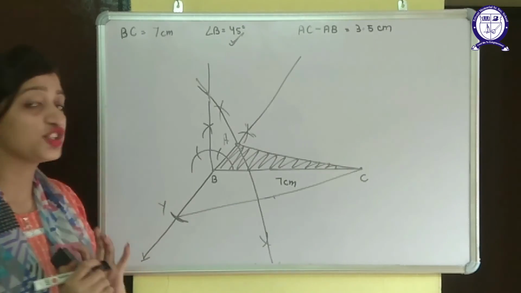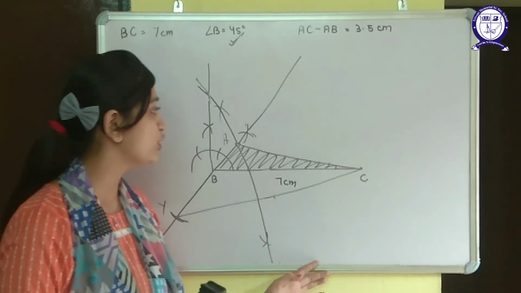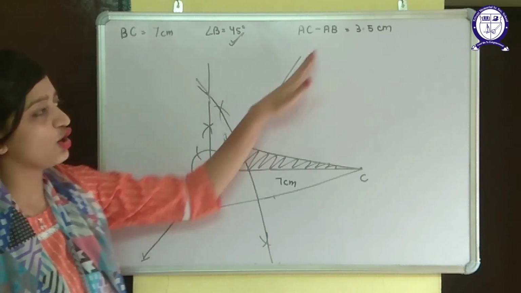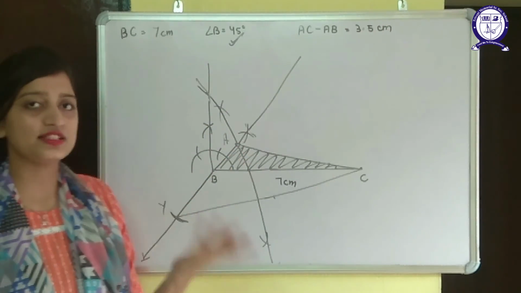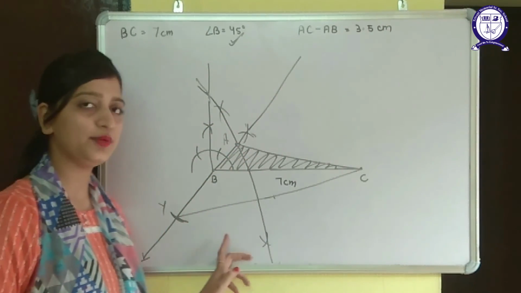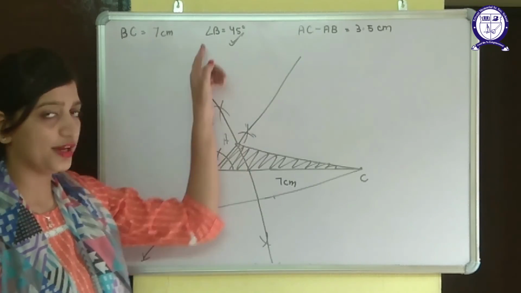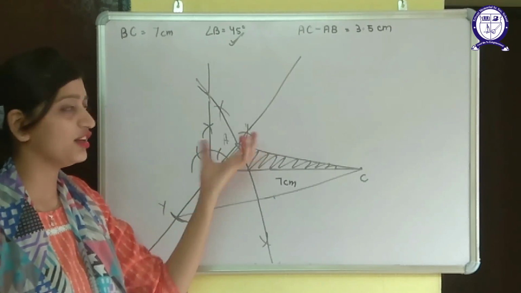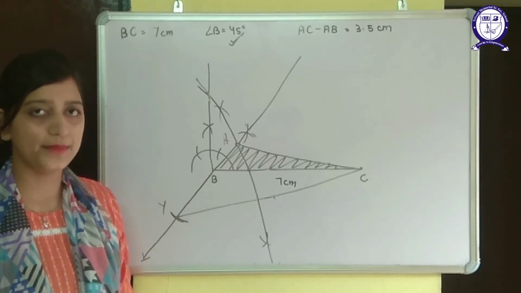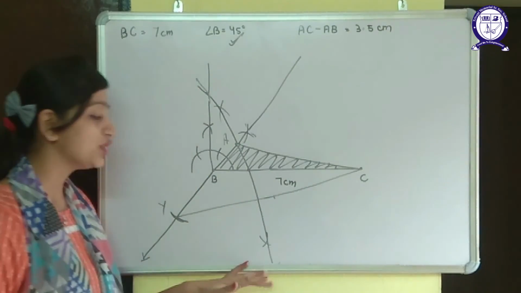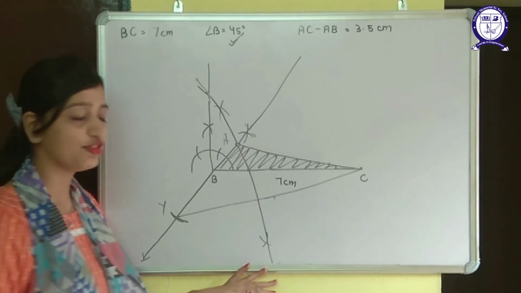This is the construction of the second type. How did we do it? Instead of extending it on this side, we extend it downwards. Then the steps are the same: make an arc of 3.5, join it, make the perpendicular bisector and see where it cuts the line with angle B, that is 45 degrees. So this is the construction of three types of triangles.